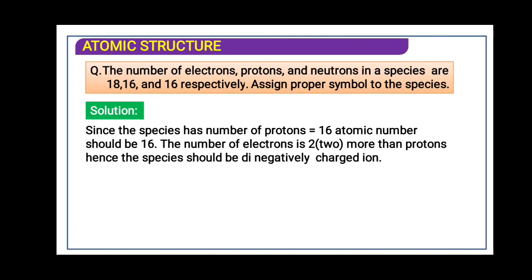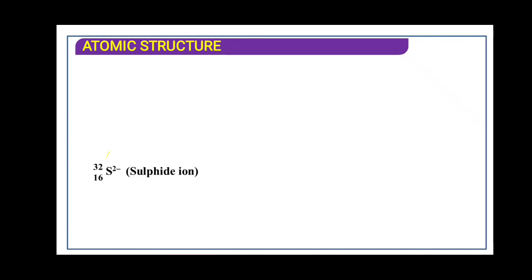As the number of electrons is increased by 2 over here, that is why 2 minus has been written. 16 plus 2, 18.